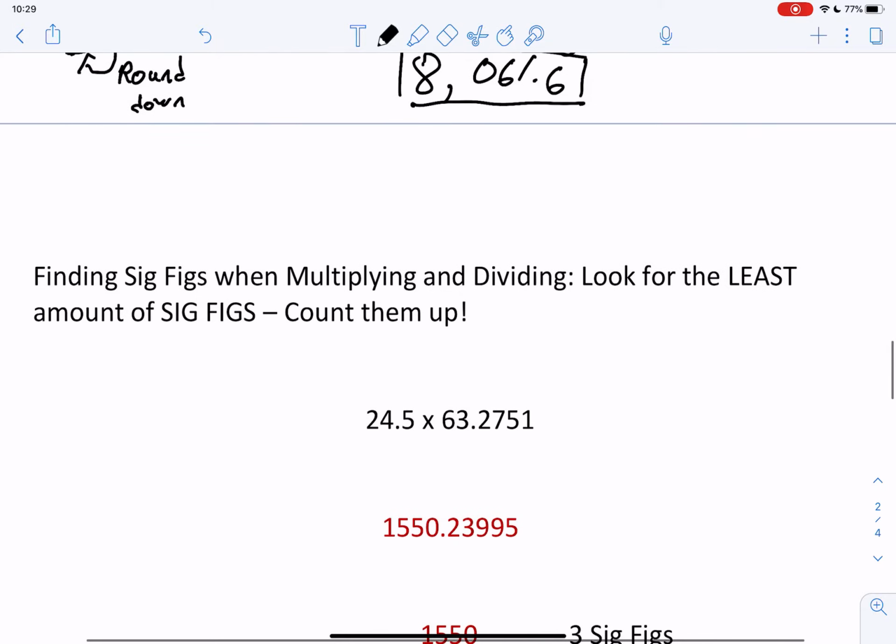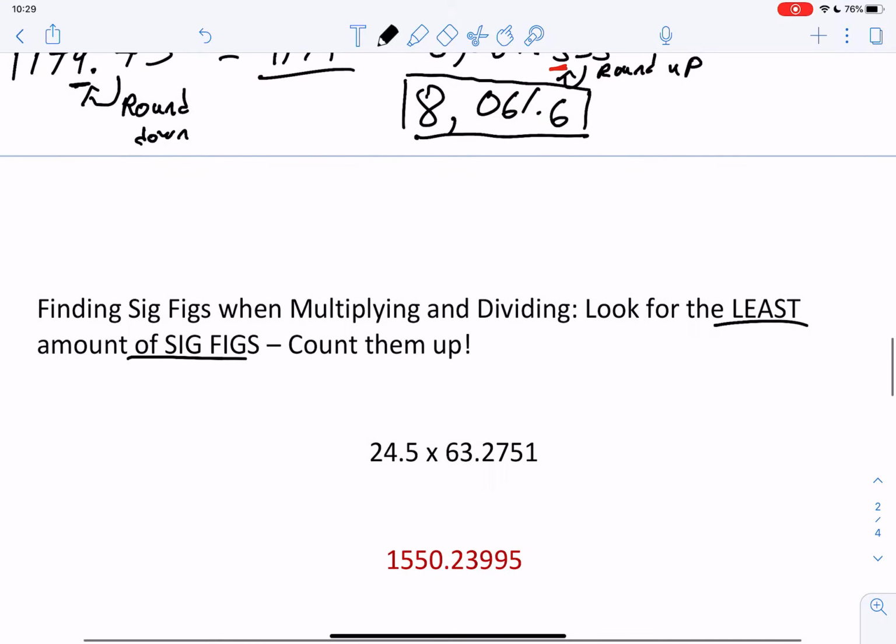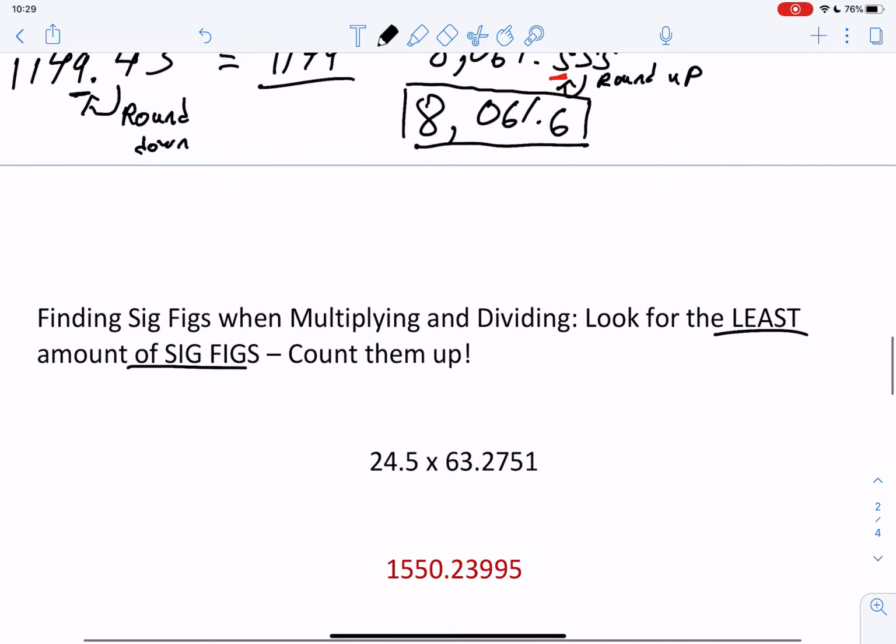All right, so when finding sig figs for multiplying and dividing, we actually want to look for the least amount of sig figs. Okay, so I always recommend solve the problem, and then from there, determine the sig figs of each number that you began with, and whatever one has the least amount of sig figs, that's what your answer is going to be. So for example, this problem right here, we have 24.5 times 63.2751.